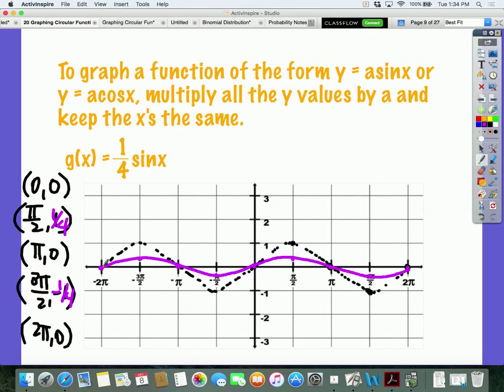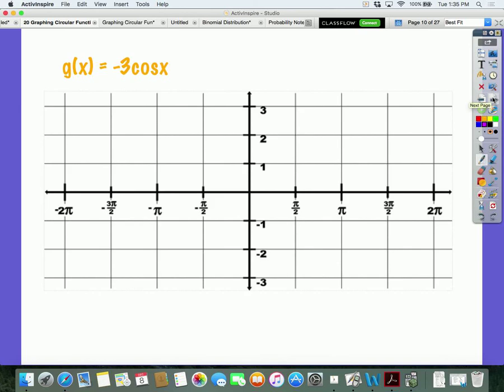And all we do to do that is multiply all of our y's by a. Okay? Because that's what happens when it's on the outside, it affects your y's. When it's on the inside, it affects your x's. Okay? The next one's on you. I want you to graph -3 cosine x.